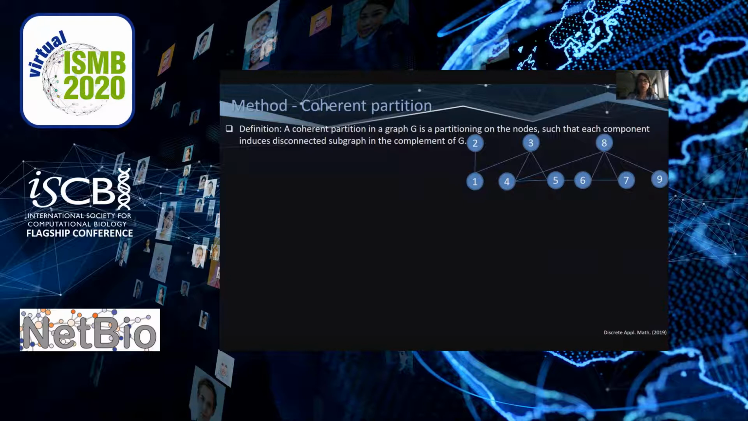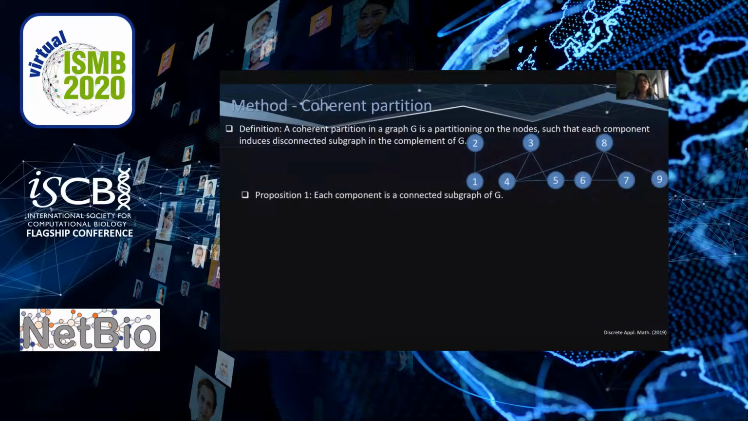A coherent partition in a graph G is a partition on a vertex set V such that each partition induces a disconnected subgraph in the complement of graph G. So when we get the complement of these components, we will end up with disconnected subgraphs. As is obvious from the definition, each partition has the following properties.